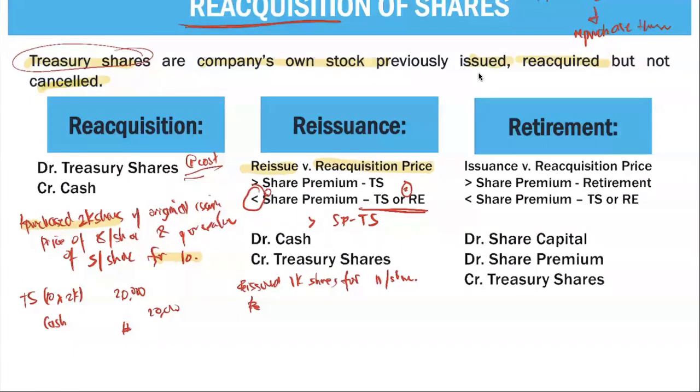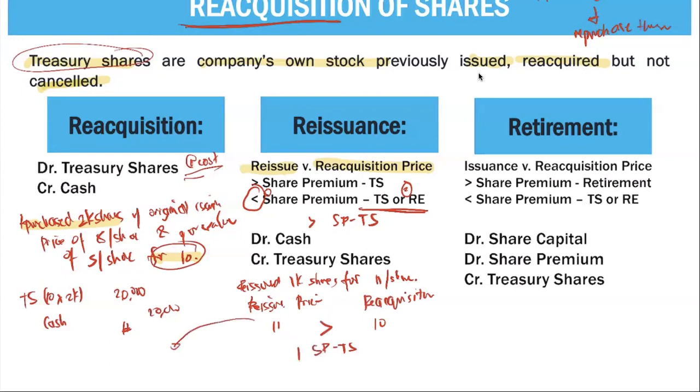Our reissue price is equal to 11 pesos per share. And our reacquisition price, we have here 10 pesos per share. So greater yan. We have 1 peso per share. We place that in your share premium TS.